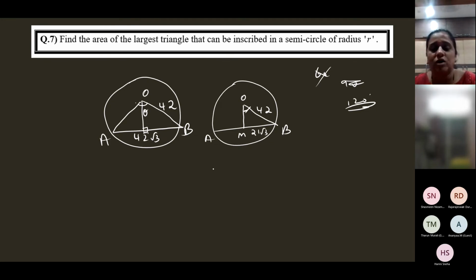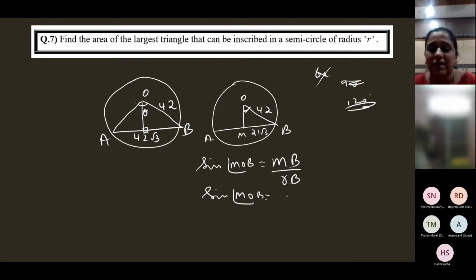So it is what? Sine of angle MOB, right? Is equal to the opposite side, MB by OB. So sine of angle MOB is equal to 21 root 3 by 42, which will be root 3 by 2. So sine 60 degrees. So angle MOB is equal to 60 degrees. This is 60. So the whole angle will be 60 into 2, 120 degrees.